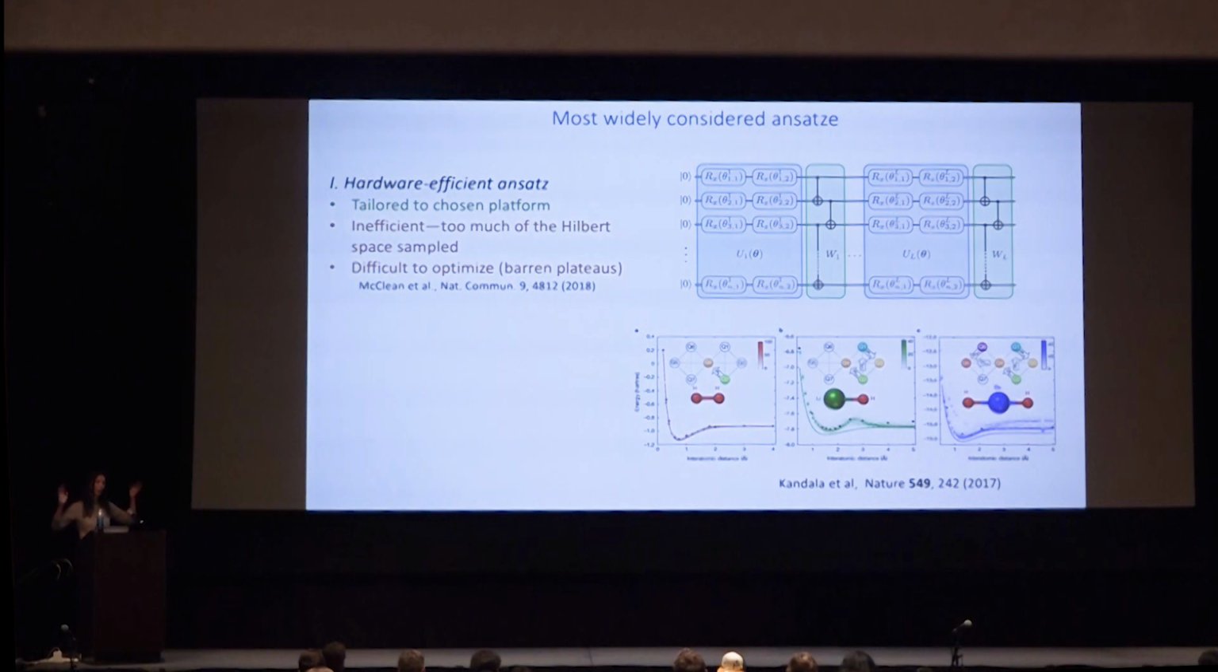How much depth there should be is not easy to find. So enough depth to hopefully have the parameterized state contain the exact state. But there's an appeal to this, of course, that you are using native gates, but also you are possibly sampling too much of the Hilbert space. And that can lead to this issue of barren plateaus that was mentioned before.